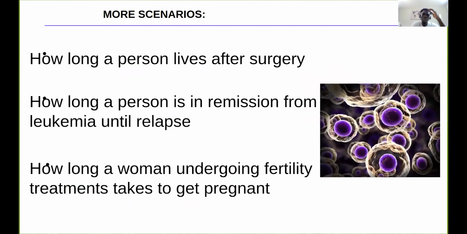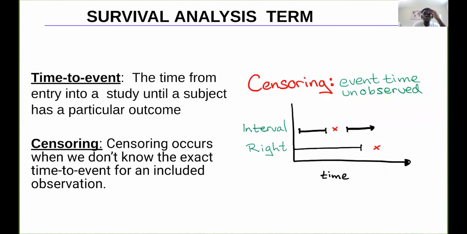Okay, we have 3 more here. How long a person lives after surgery? How long a person in remission from leukemia takes until relapse? Then finally, how long a woman undergoing fertility treatment takes to get pregnant? So all these are time to events. Survival analysis is actually the best model to take into account all these things and give a very good accuracy.